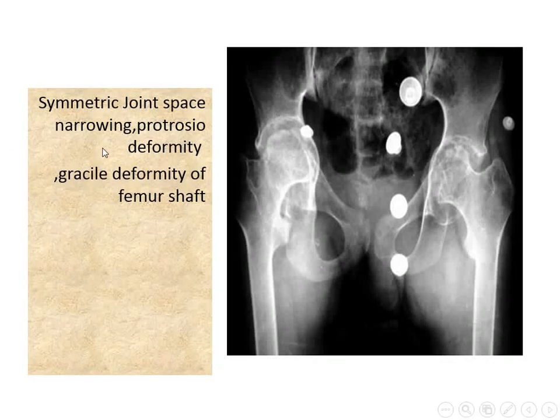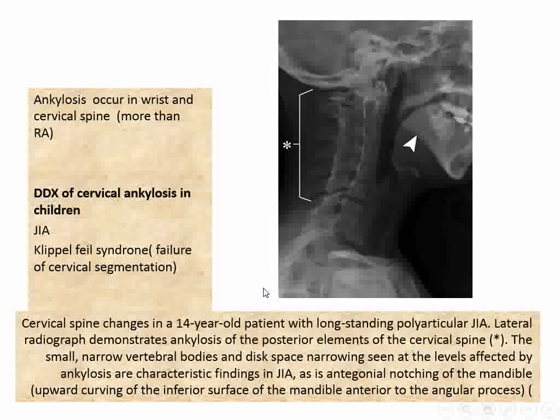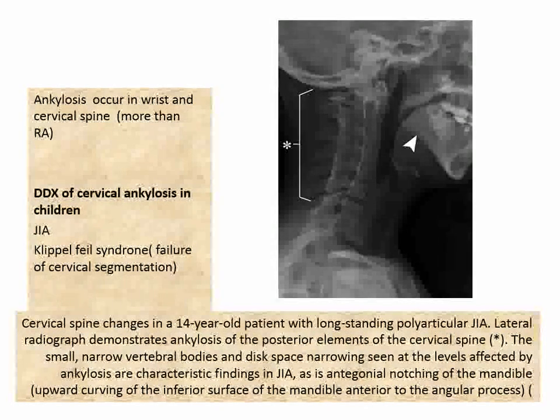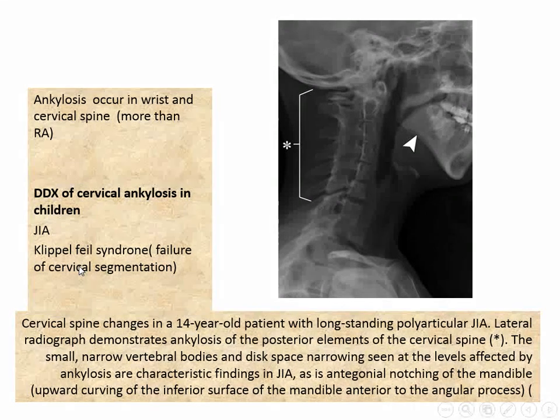In the hip also it causes, similar to rheumatoid arthritis, symmetric joint space narrowing and protrusio acetabuli and gracile femur, which means cylinder shaft of the femur. Ankylosis occurs in the wrist and cervical spine more than in rheumatoid arthritis. So when we see ankylosis in a child, we have two main differential diagnoses, which are juvenile idiopathic arthritis and some syndrome called Klippel-Feil syndrome.